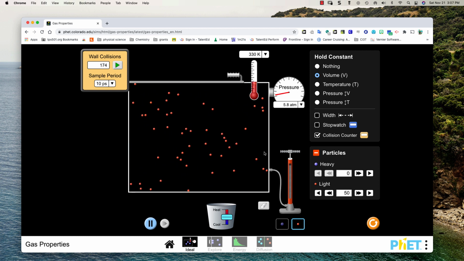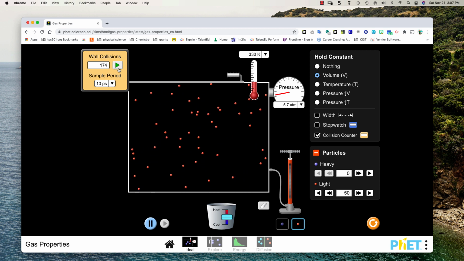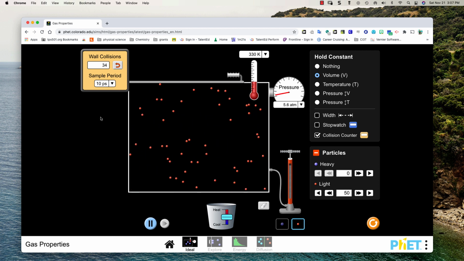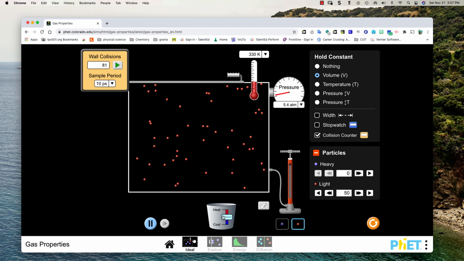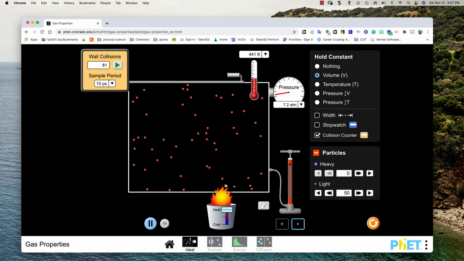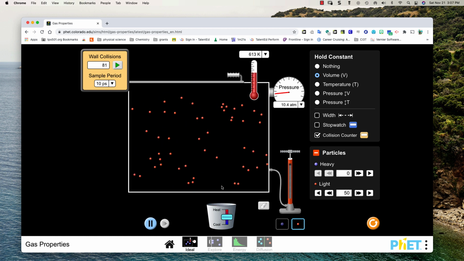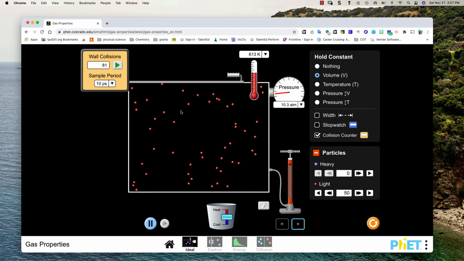And we'll increase the temperature. So at this point, the number of wall collisions is 81. Let's increase the temperature. As we increase the temperature, the pressure also increases.